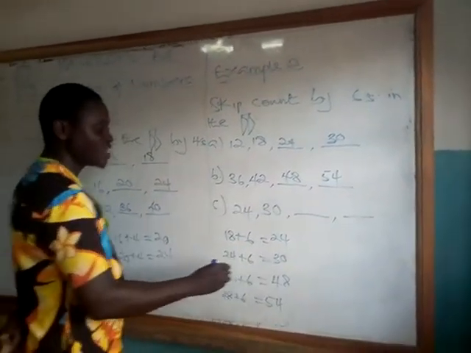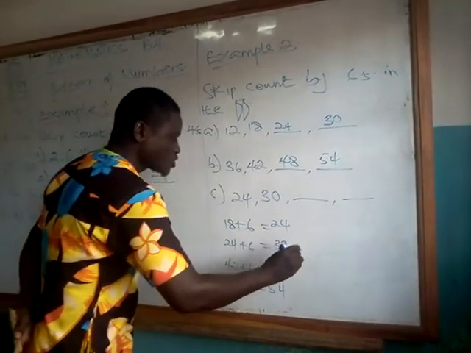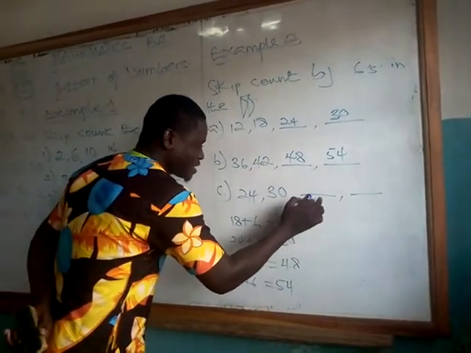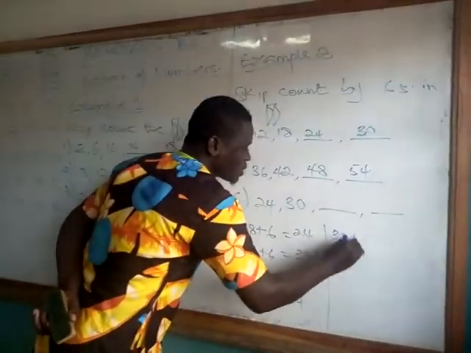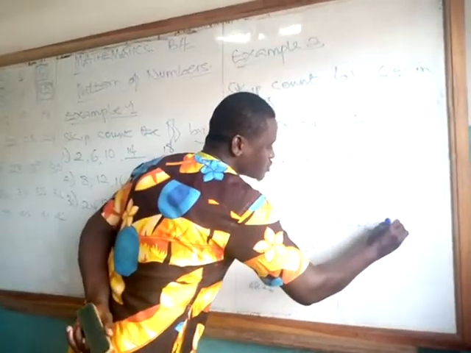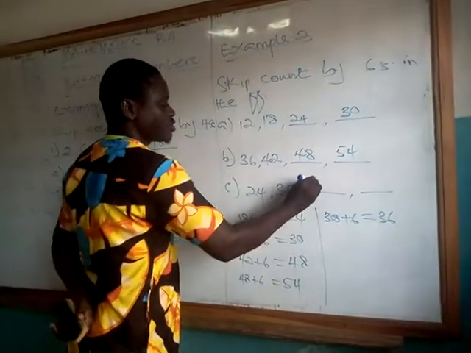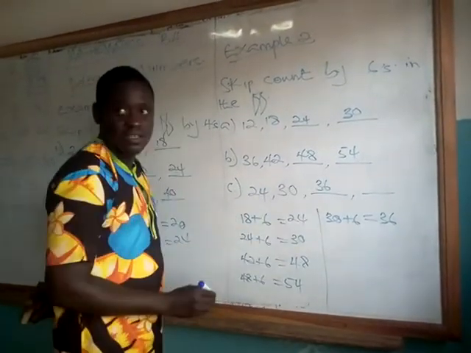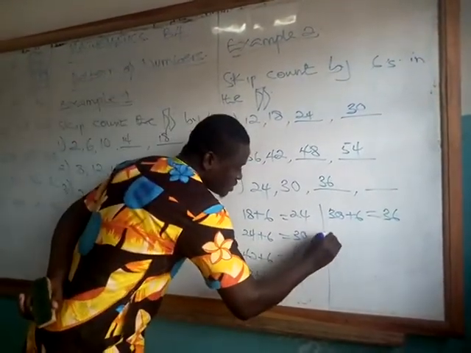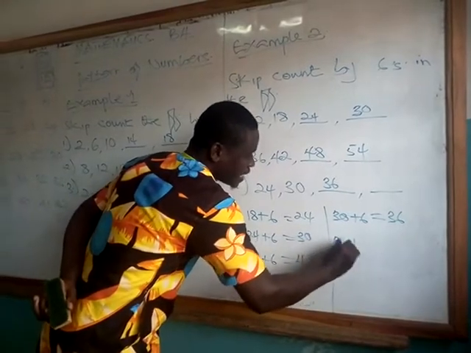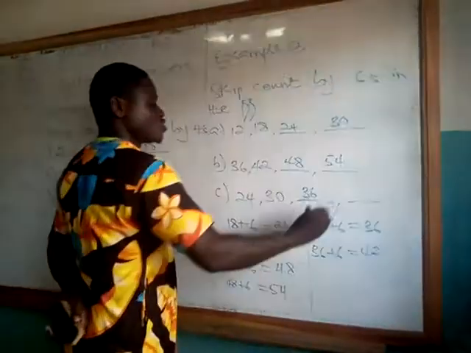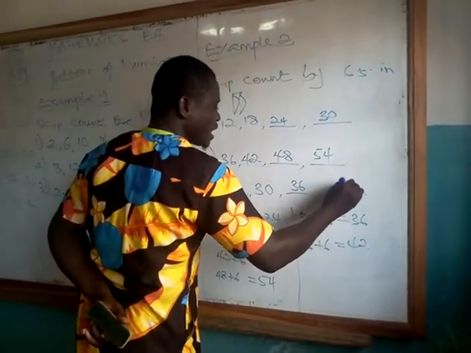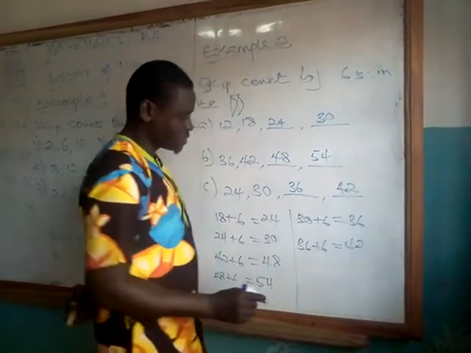And then our very last example, that is example C. To obtain the digit that will fit in here, you apply the same method. So you have 30 plus 6, and that gives you 36. So you have 36 here. 36 plus 6 will give you 42. And so 42 will fit in our last empty space.